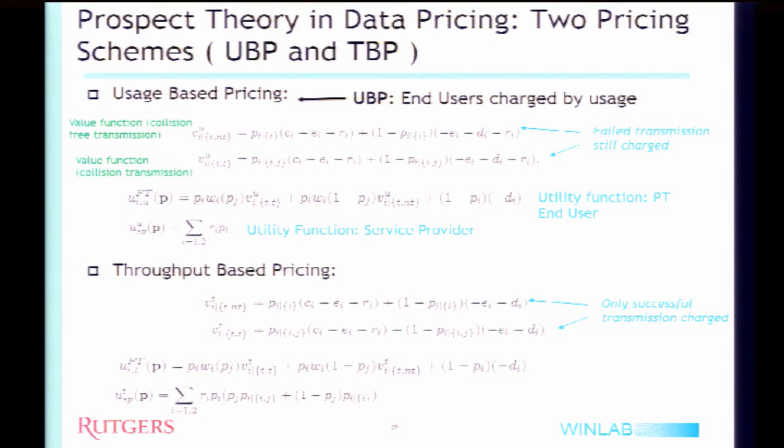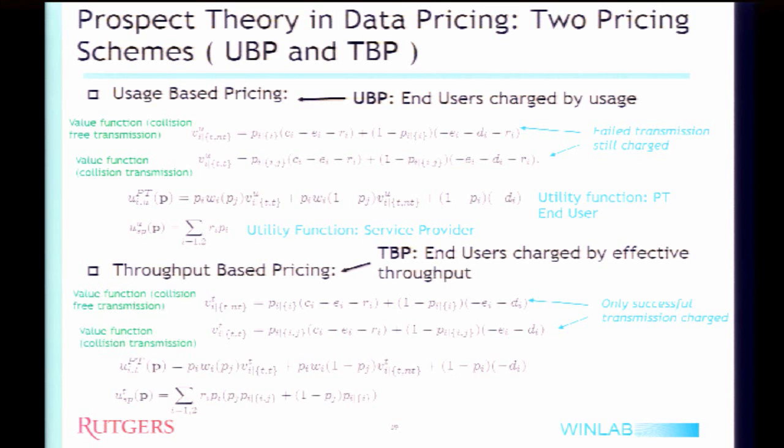The second scheme is throughput-based pricing, the TBP, where users are charged only by effective throughput, the goodput. We can see from the value function shown here that if the transmission fails, no price is charged. Similarly, we can define the utility function for the PT user and the utility function for the service provider. The service provider's utility function is generated only from the goodput, which is the effective throughput achieved by the end user.